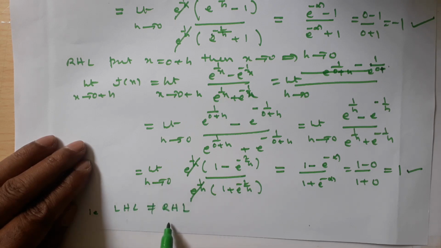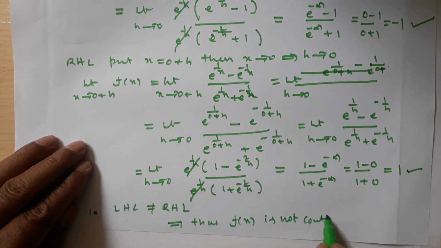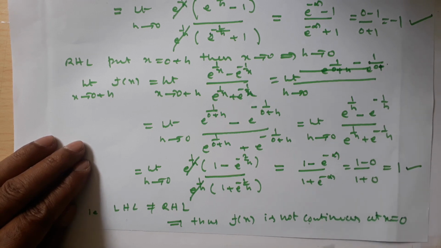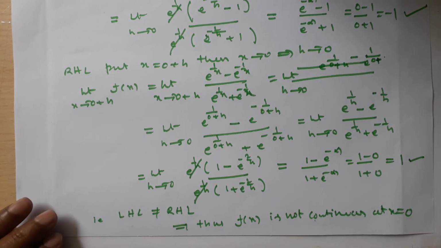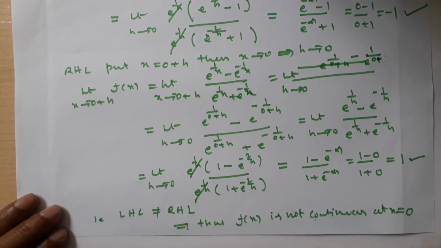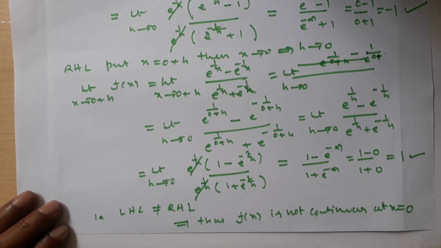Thus f of x is not continuous at x is equal to 0. This type of function is not continuous at x is equal to 0. So when we multiply with x, that function is to be continuous.